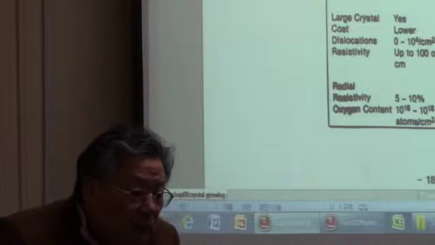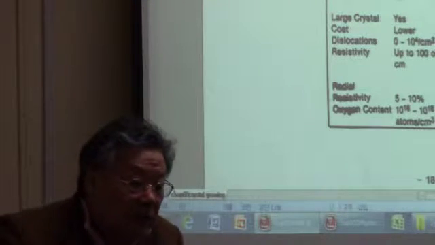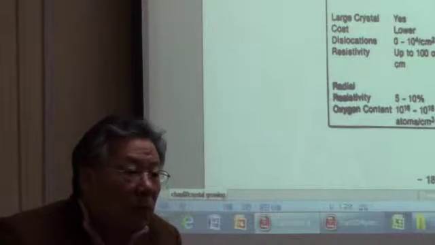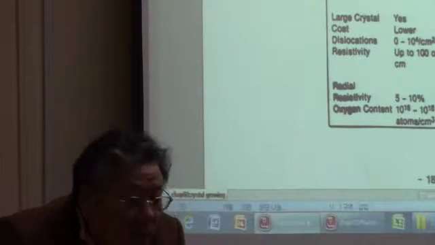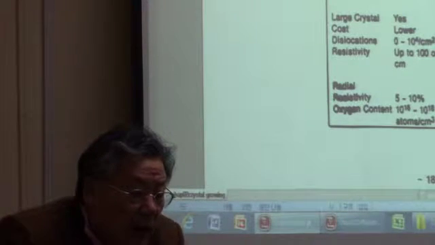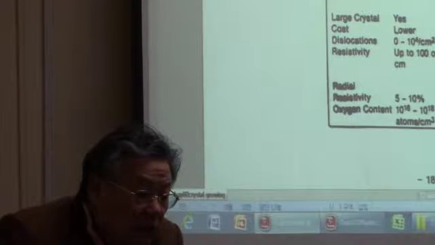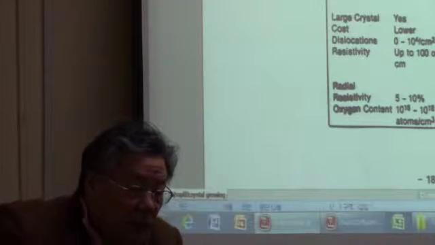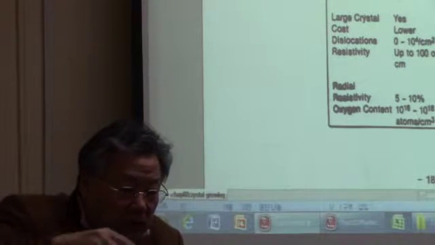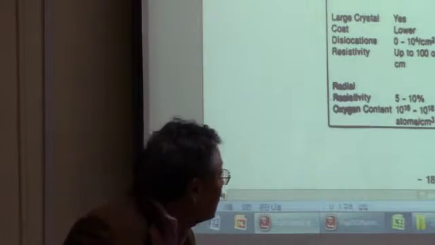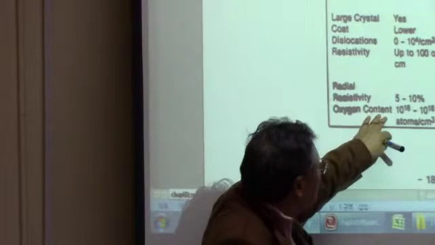Okay? That's why we have a high resistivity. High resistivity means we have a more pure single crystal. And about the same radial resistivity, there is a radial distribution in horizontal directions. And now the most important difference is the oxygen content.